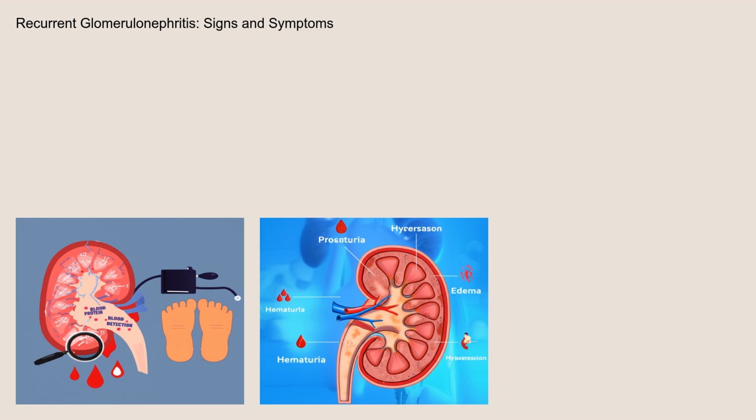Proteinuria, the presence of protein in the urine, is a common early sign. Other symptoms include hematuria, or blood in the urine, edema, or swelling especially in the legs, ankles, and around the eyes, hypertension, or high blood pressure, and a gradual decline in kidney function as measured by increasing serum creatinine levels. Diagnosis typically involves a kidney biopsy.